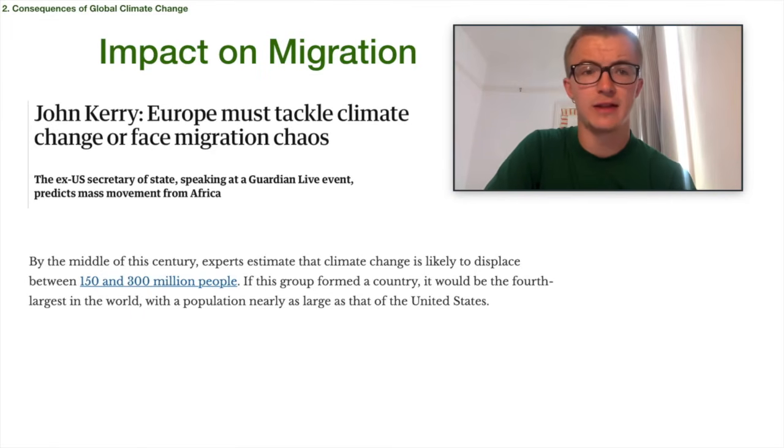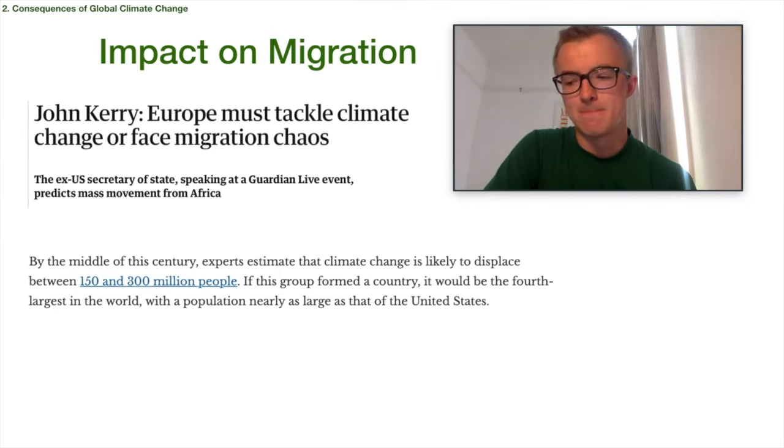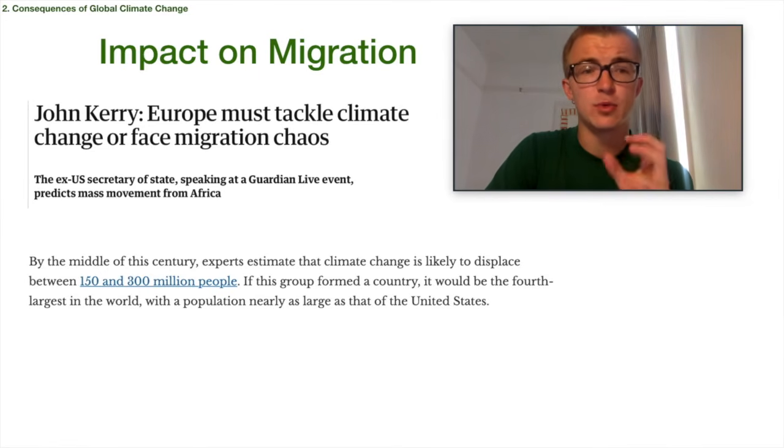So that's a headline that I'm sure many of you guys have heard before, but he predicts that between 150 and 300 million people will be displaced by the middle of the century. Okay, and that's a large number of people, and indeed that's big enough to be the fourth largest country in the world, equivalent to the size of the United States. So that's a mass movement. We talked about mass movements when we looked at migration a couple of videos ago, but this would be one of the largest migrations in the history of the human race.